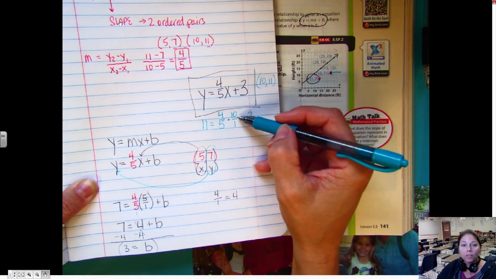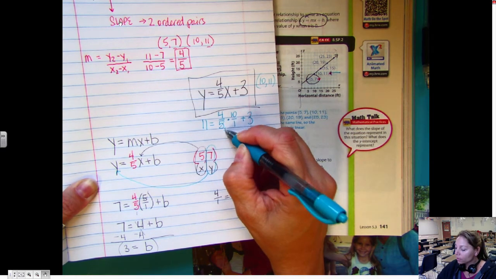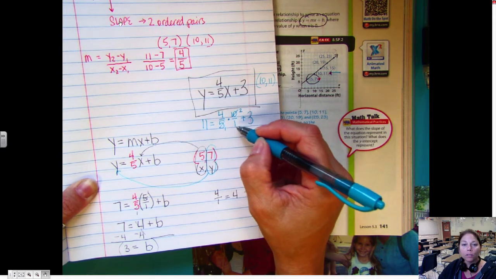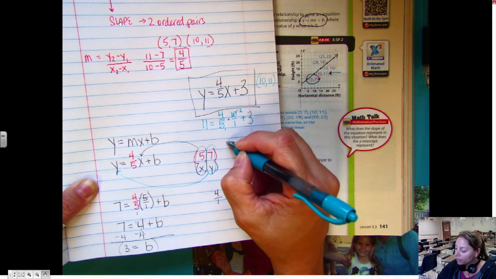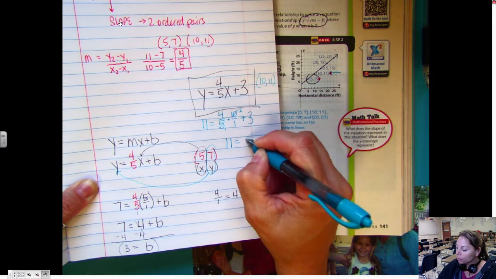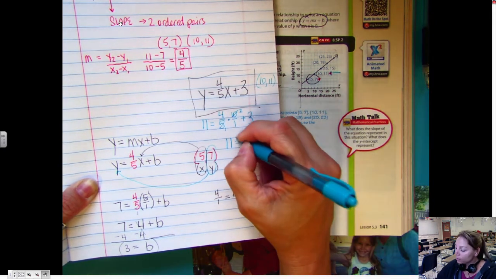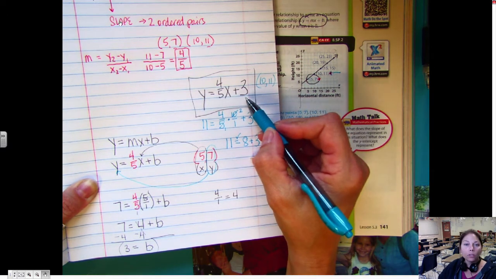And 4/5 times 10/1, I can do my cross canceling again. And 4 times 2 is 8, and 1 times 1 is 1, so I get 8. So my question is, is 11 equal to 8 plus 3? Is that a true sentence? It is. Therefore, I know that I've created my equation correctly.